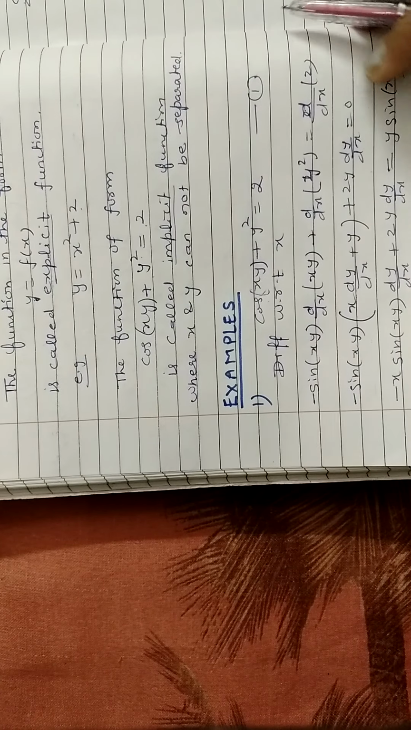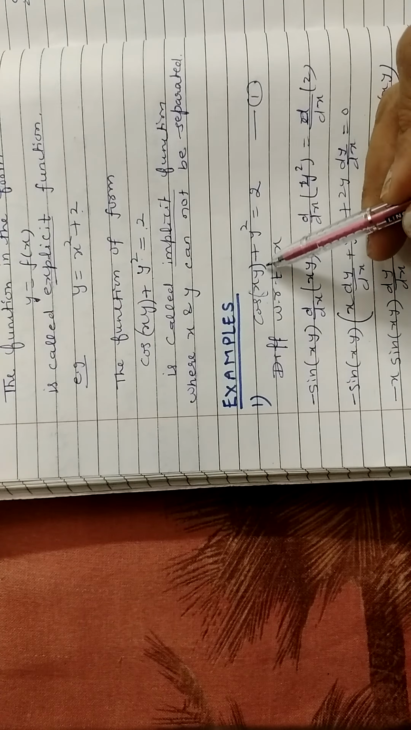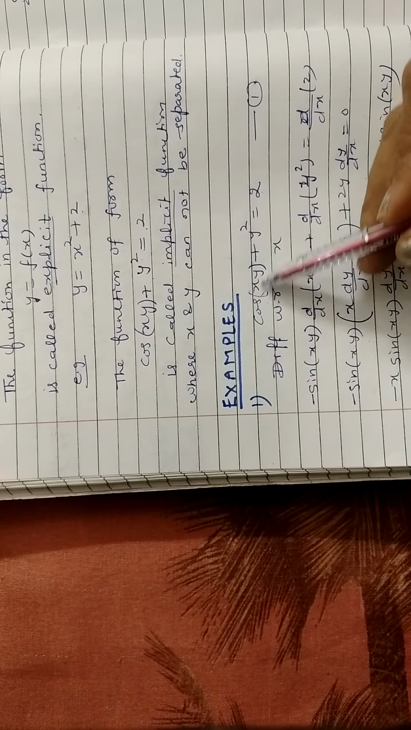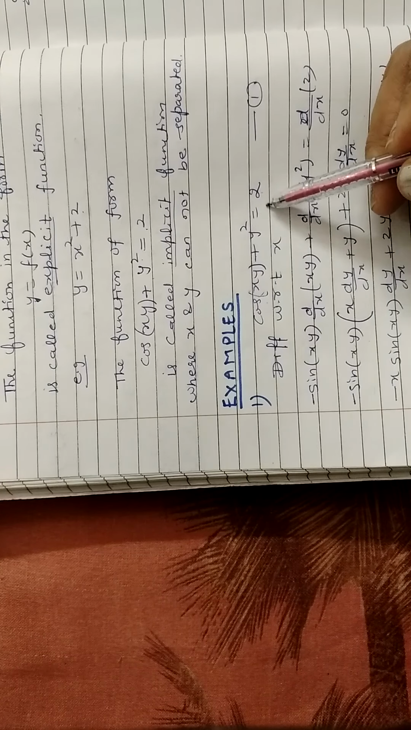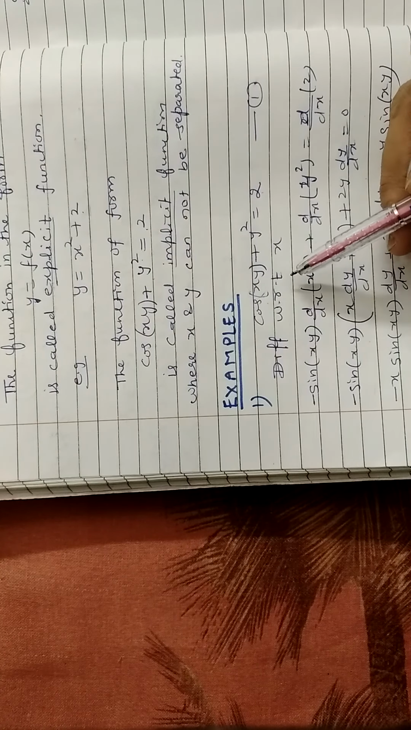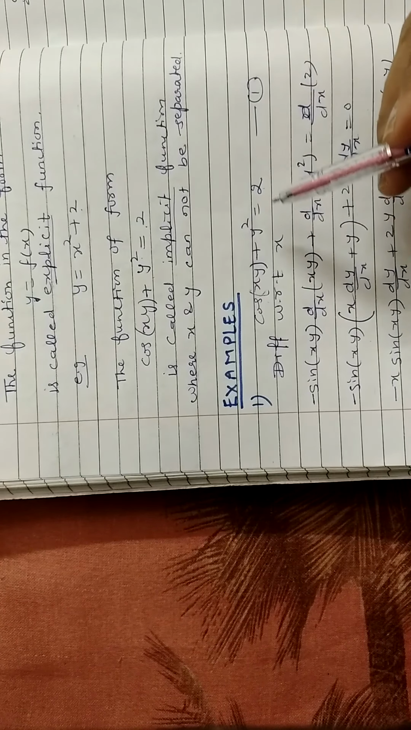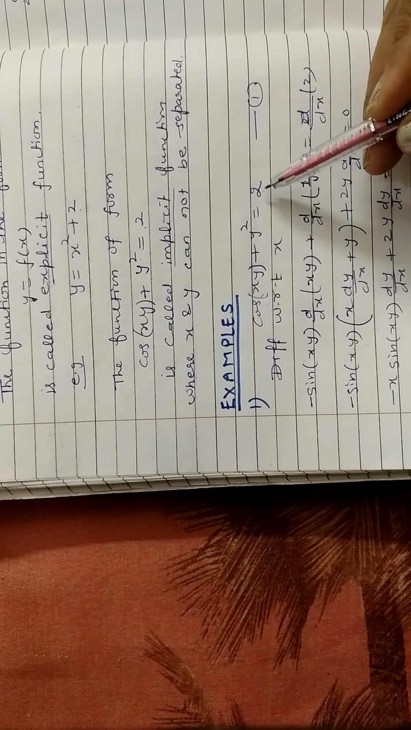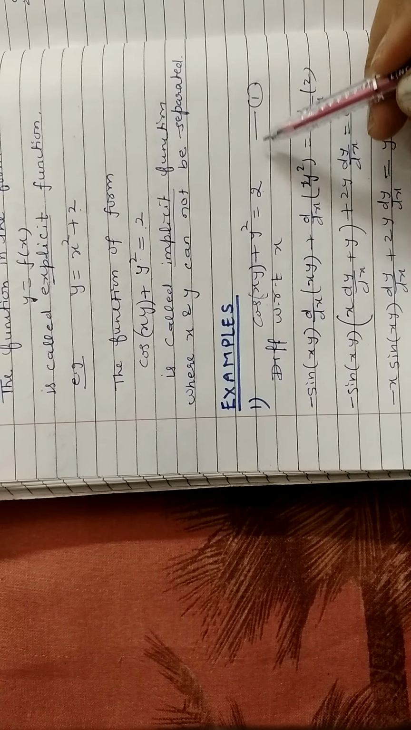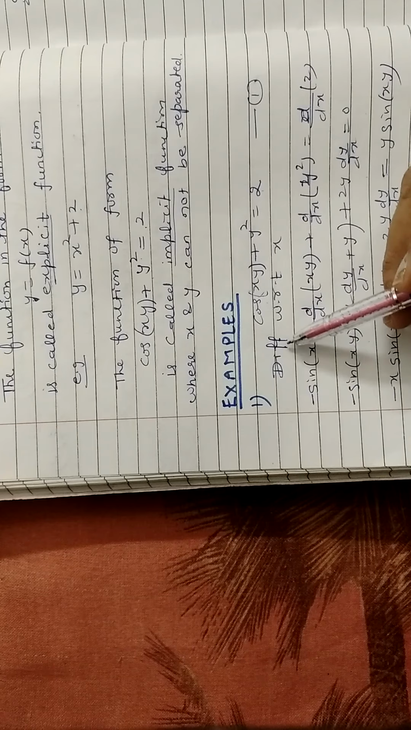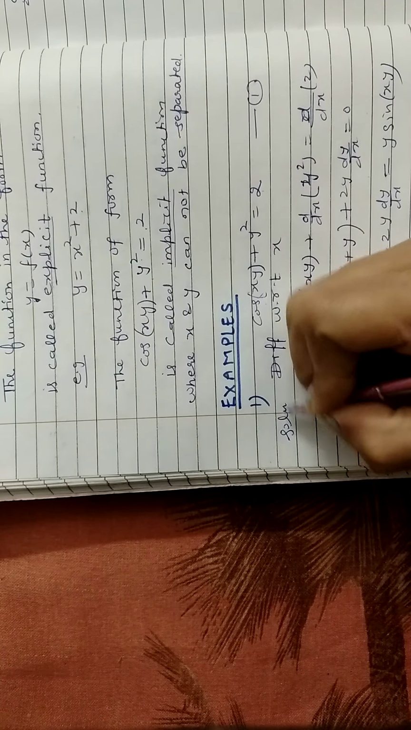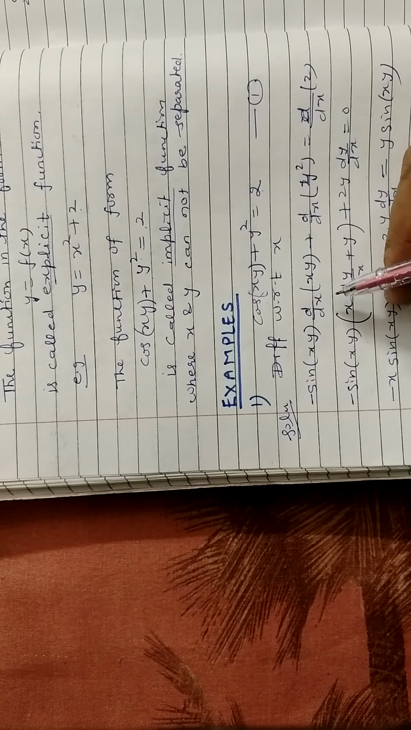For implicit functions, suppose this is the function, the same equation I have taken: cos(xy) plus y square equals 2. This is an implicit equation. Now, how to find its derivative? We will name this equation as equation number 1. Then we will write, differentiating with respect to x. So what will you do? You will differentiate this with respect to x.